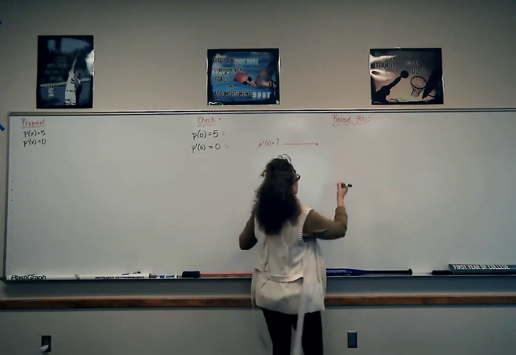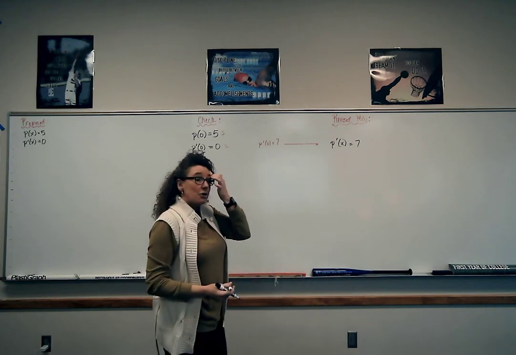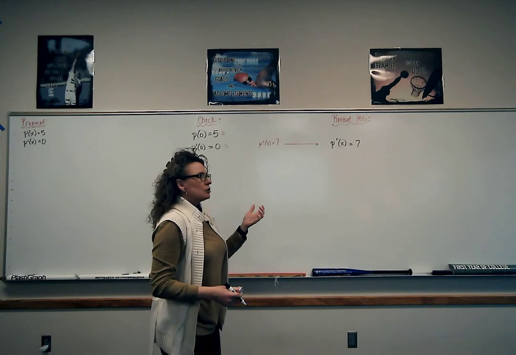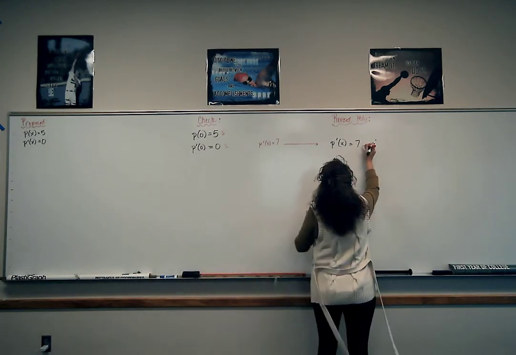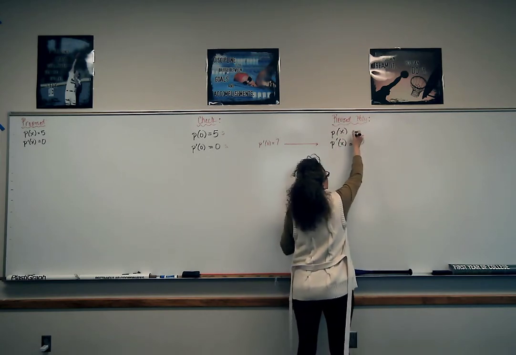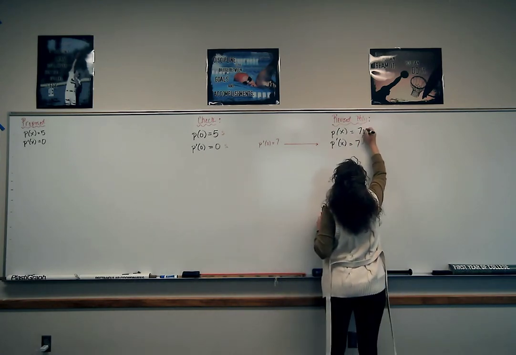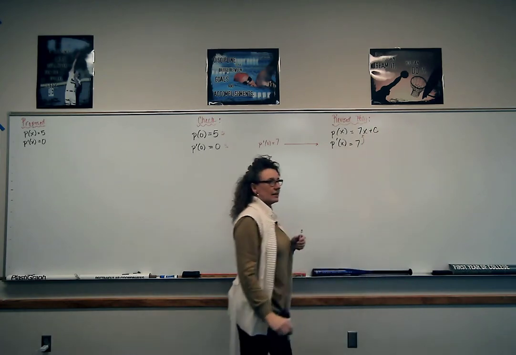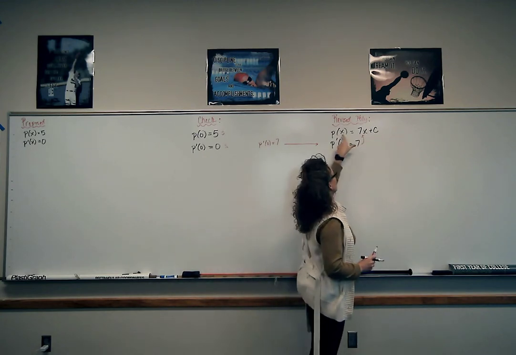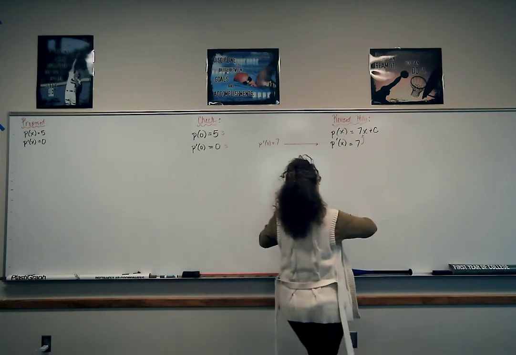So if p prime of 0 is supposed to be 7, the value of my derivative is supposed to be 7. Do an antiderivative on it. What do I get? The antiderivative, I'm going to call it p of x. The antiderivative of 7 is 7x plus a constant we'll call c. Now, do you know the initial value of your polynomial? You do. It's 5.